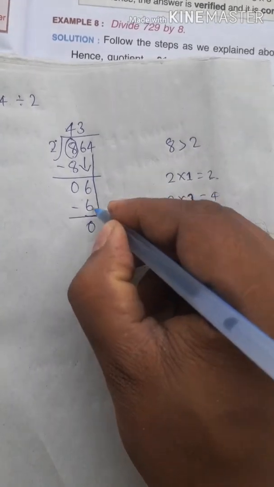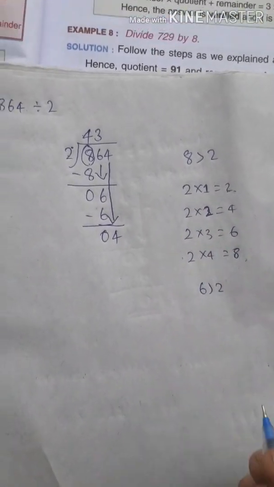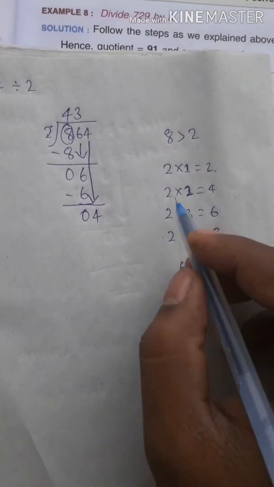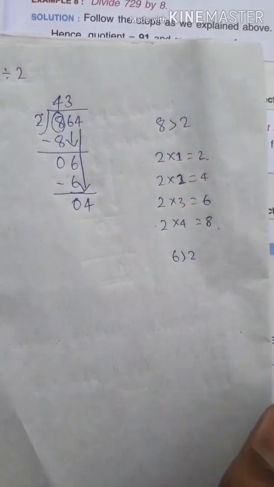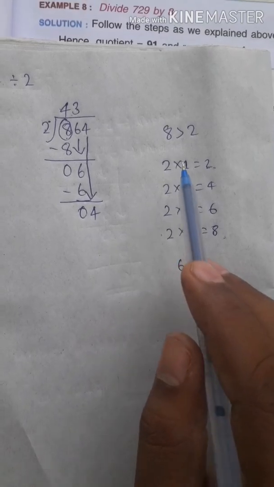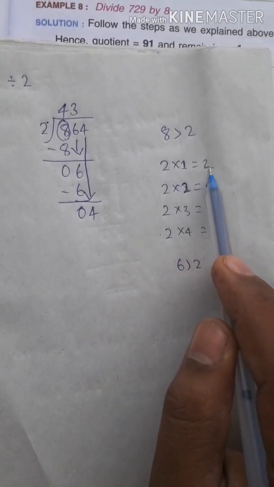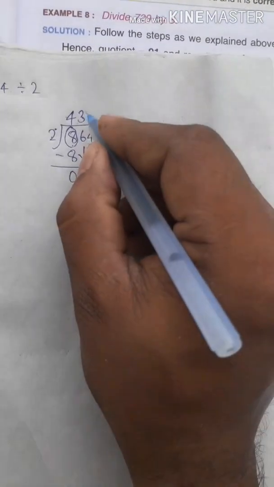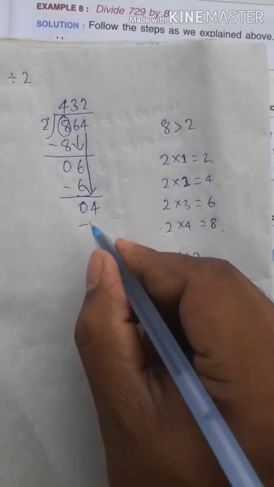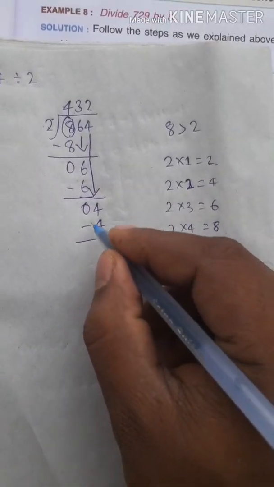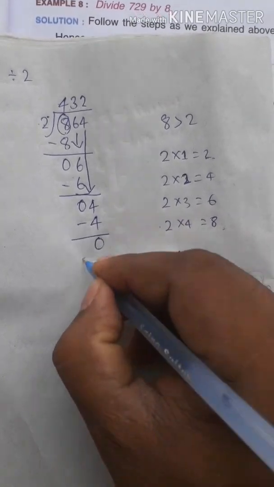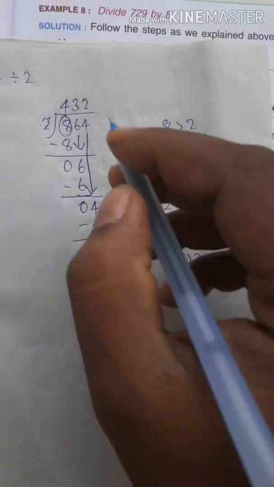Then bring down next number, that is 4. You know that 4 is greater than 2. So now we need 2's table. 2 into 1, 2. 2 into 2, 4. So write 2 here up. Then 2 into 2 is 4. Then subtraction, 4 minus 4, that is 0. So the remainder is 0.